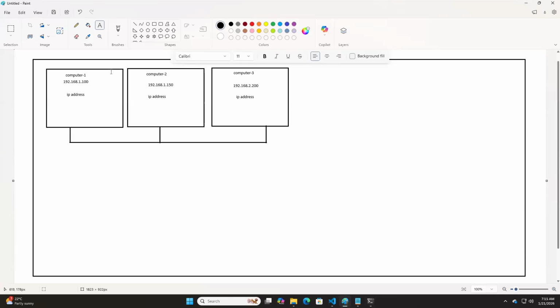There is a number format for that. These computers are assigned these IP addresses. Now, depending on what are you going to say that these IP addresses belong to the same network or a different network?